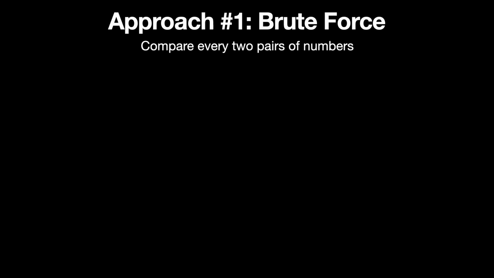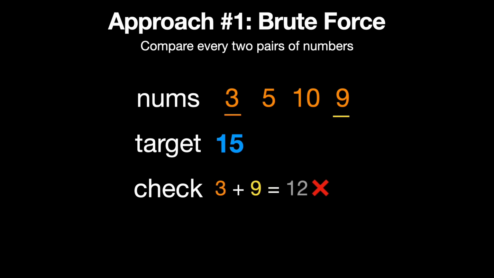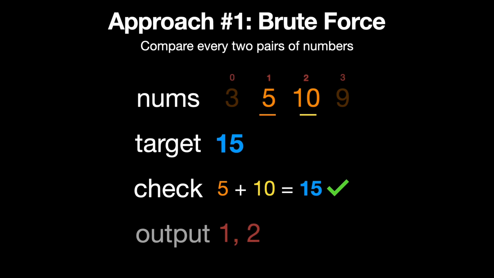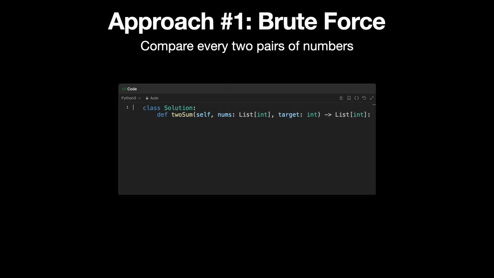For example, let's say nums is an array containing 4 elements, 3, 5, 10, and 9, and we're given a target of 15. We can simply sum every pair of numbers until we find the pair that sums to equal the target. Then we return the indices of these numbers. Let's code that up. In the header file Leetcode provides, we can see that nums is supplied as a list of integers, and we're expected to output a list of integers.